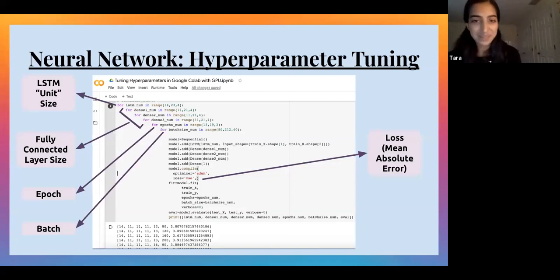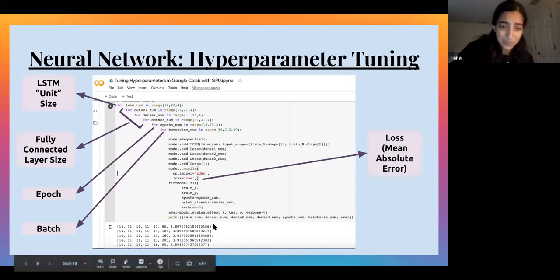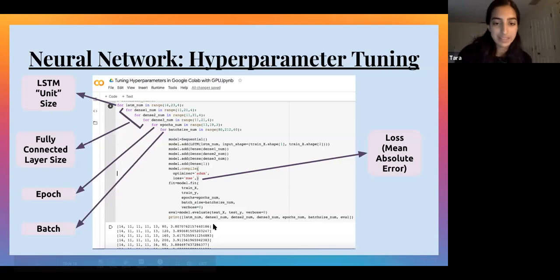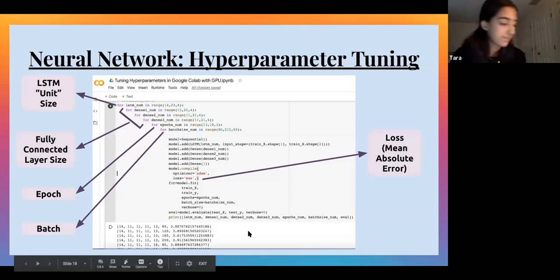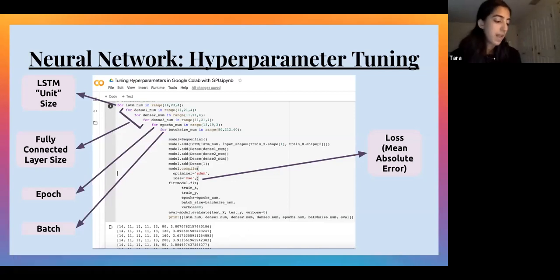Then the absolute value is taken of all those differences, and the average of all those absolute values is the mean absolute error. So the lower the loss, which is the mean absolute error, the better the model's predictions. So when I ran this loop, I printed out at the bottom, you can see there, a list of all of the hyperparameters of that specific model, and the last item in the list is the loss of that model. So by the end of this loop, I had a bunch of those lists printed out, and I picked the model with the lowest loss and used those hyperparameters as the hyperparameters for my final model.